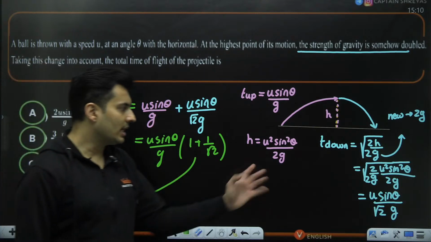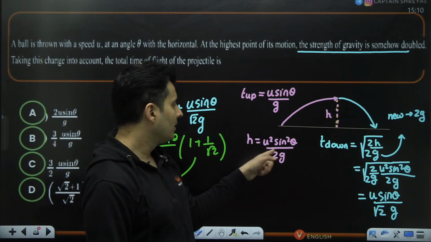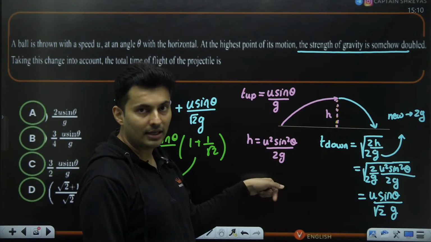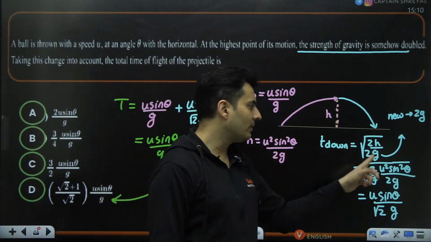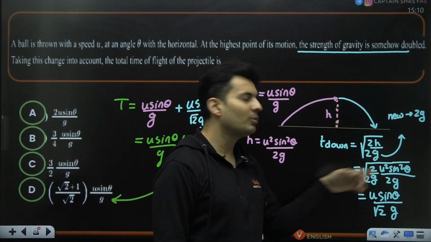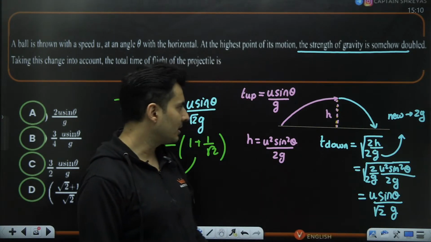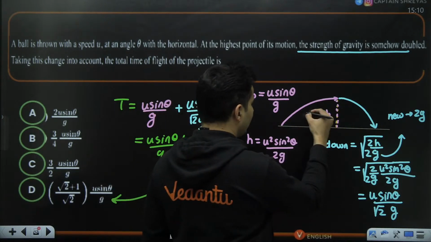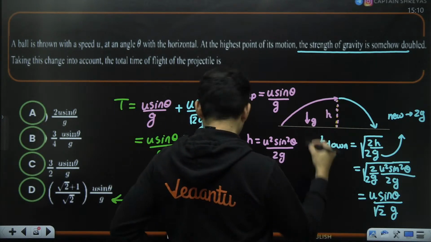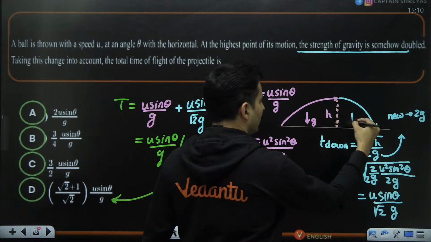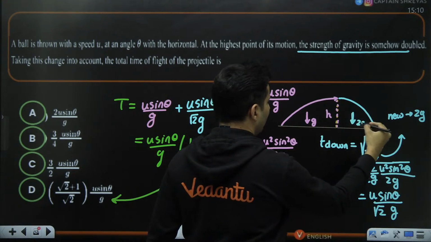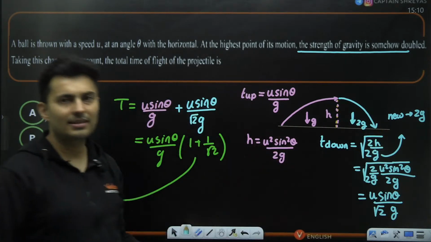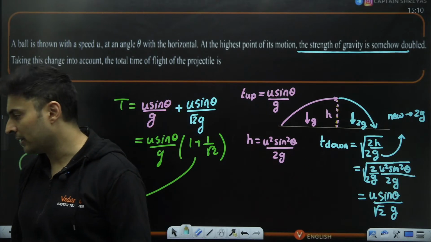Beautiful question. Chances of silly mistake are there here, where you find the height and you put different value of g, and also while coming down, instead of 2g you put g, then again you will make a silly mistake. So while going up, the acceleration due to gravity was g only. While coming down, the acceleration due to gravity has been doubled. It has become 2g. So that's the reason why I have substituted it accordingly.